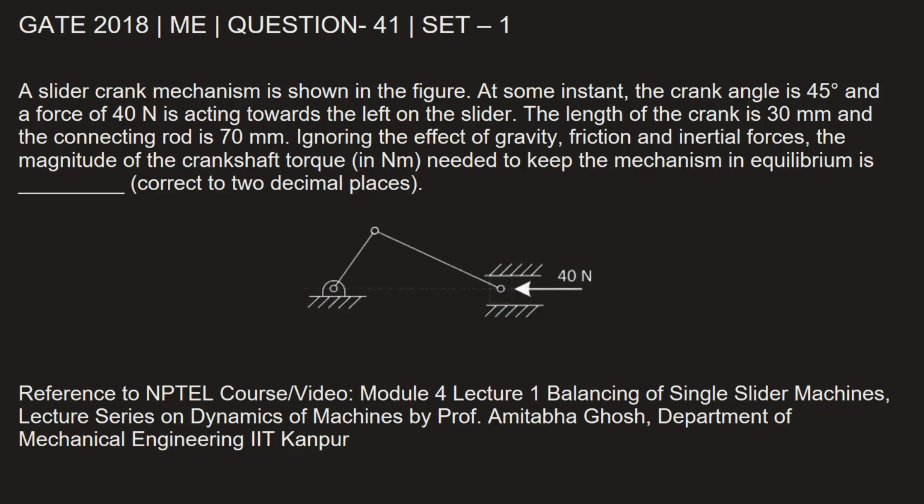Ignoring the effect of gravity, friction and inertial forces, the magnitude of crankshaft torque in Newton meter needed to keep the mechanism in equilibrium is dash. Let's find out.